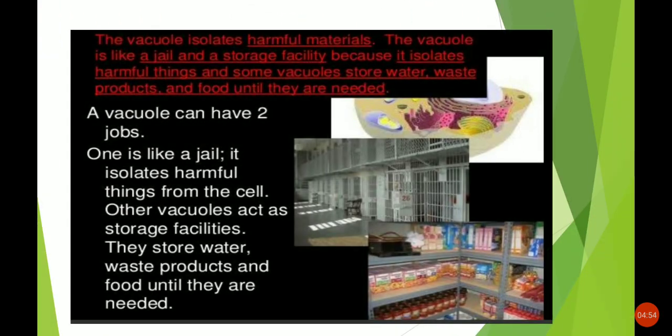And this is about the vacuole. The vacuole isolates harmful materials. So the vacuole is like a jail and a storage facility because it isolates harmful things, and some vacuoles also store water, waste products and food until they are needed. They store food, water, and some of the waste products until they need it.